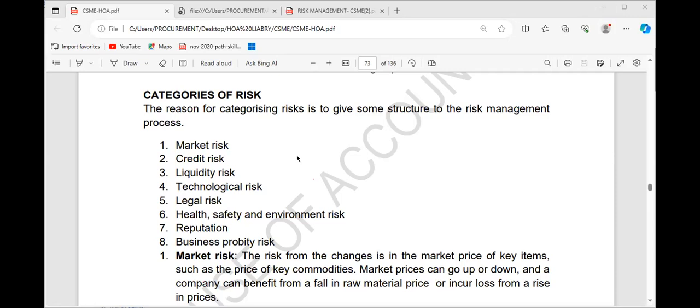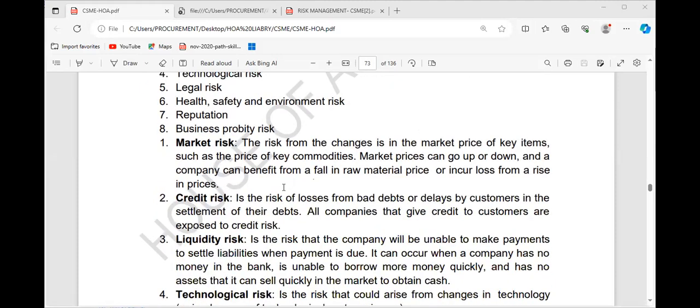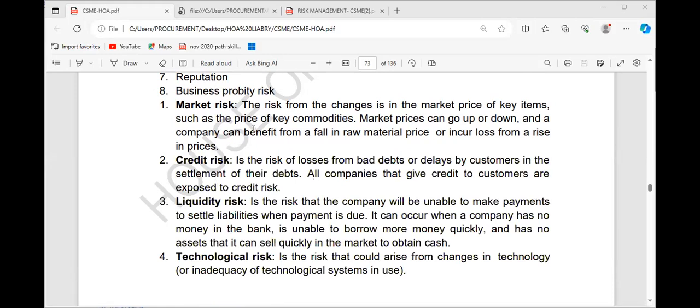This company is getting exposed, they're getting exposed to what? To credit risk. What happens if their customers are unable to pay back the money they are owing them? It becomes bad debt. And that is why bad debt is part of credit risk that the company must be aware of. So I'll just explain all this one very quickly and we move on.